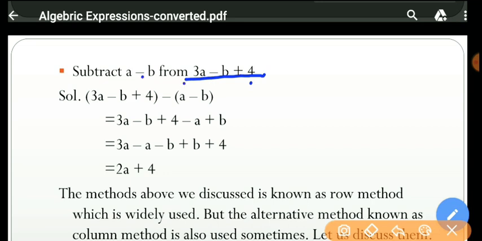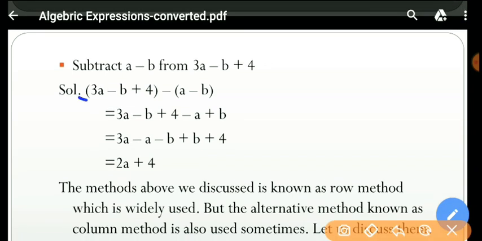So definitely we have to write it first. Okay. So 3a minus b plus 4 minus a minus b. Very important thing. Note this bracket. You have to see something here. You can see this minus sign. This minus, how to remove the brackets, you can see here. First of all, nothing will happen to this one. 3a minus b plus 4 is there.